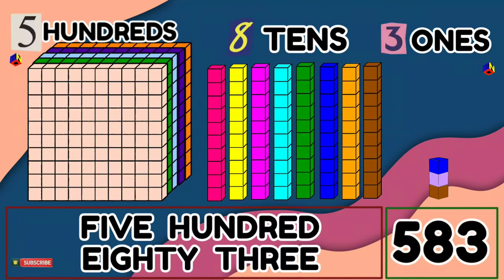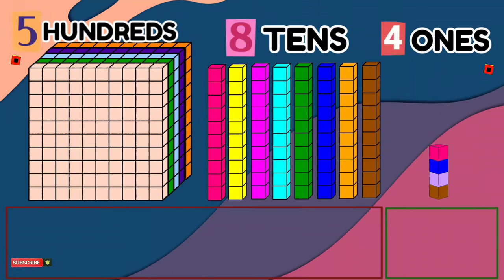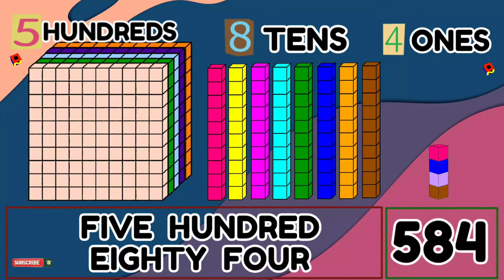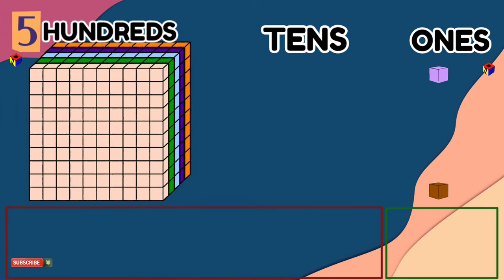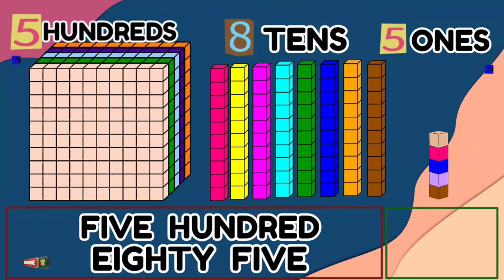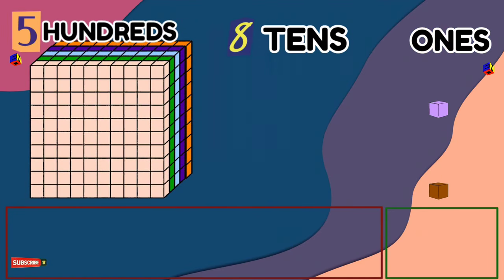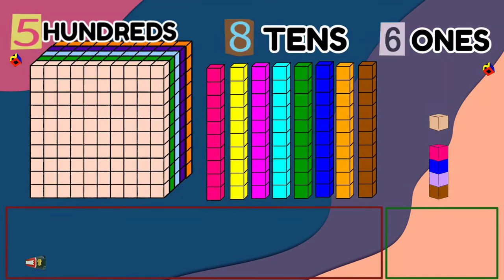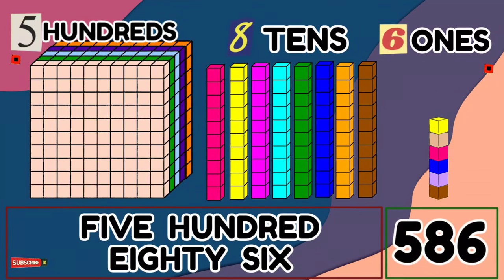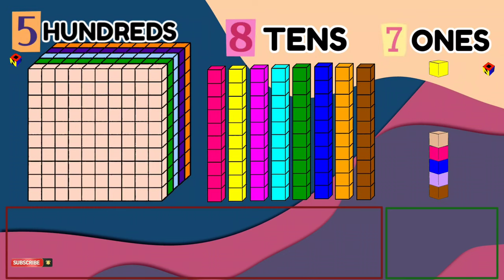583. 5 hundreds, 8 tens, and 4 ones is 584. 584. 5 hundreds, 8 tens, and 5 ones is 585. 585. 5 hundreds, 8 tens, and 6 ones is 586. 586. 5 hundreds, 8 tens, and 7 ones is 587.